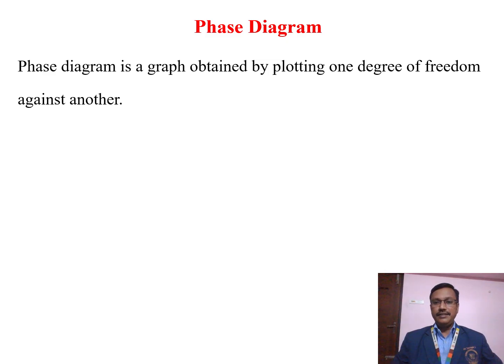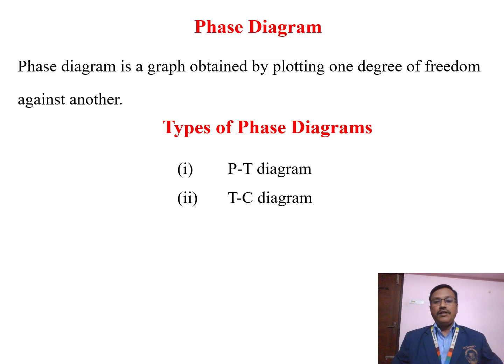We have already seen that there are different types of degrees of freedom. It may be pressure, it may be temperature, it may be composition. There are different types of phase diagrams available based on the number of components and nature of the materials.